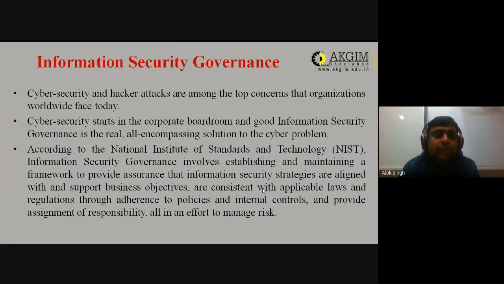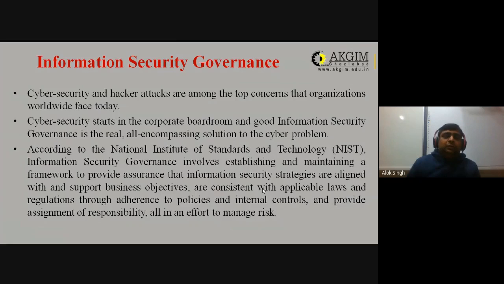all in an effort to manage risk. Basically, if you talk about security, security is like quality, maintaining quality. Similarly, security also needs the attention of all the stakeholders of your organization. So you should involve everybody in this process.